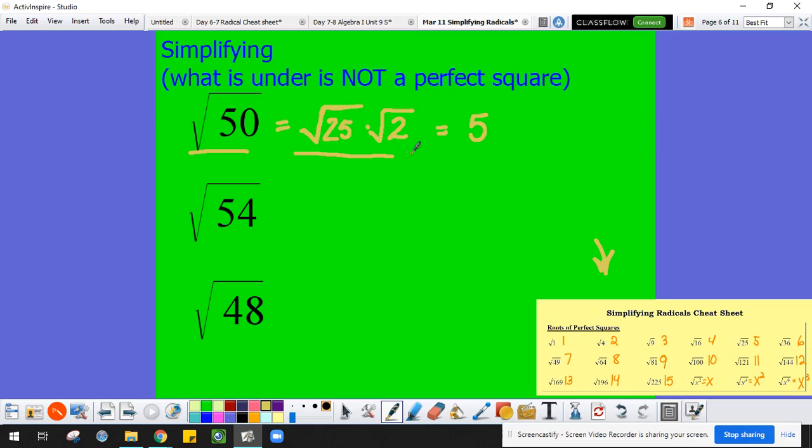Square root of 2, it's not 4. You don't go backwards. Square root of 1, I know. Square root of 4 is the next one I know, but I don't have a quick answer for the square root of 2 or the square root of 3. Since I don't have a whole number answer for the square root of 2, I leave the square root of 2 underneath the radical symbol.